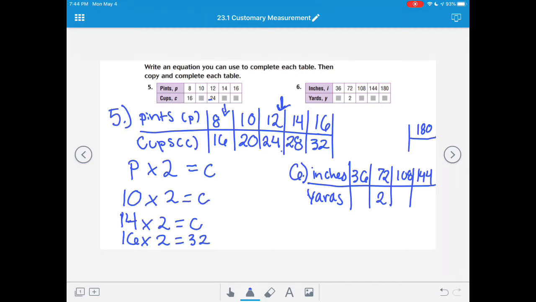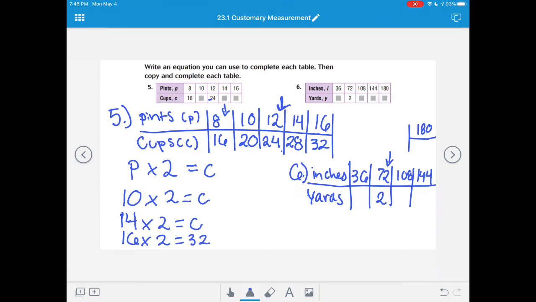Okay, so let's take a look here. I notice they only give me one completed, and it's the second one. So I'm going to have to use this and see if it works for the rest of them. So I see that there's 72 inches is 2 yards.